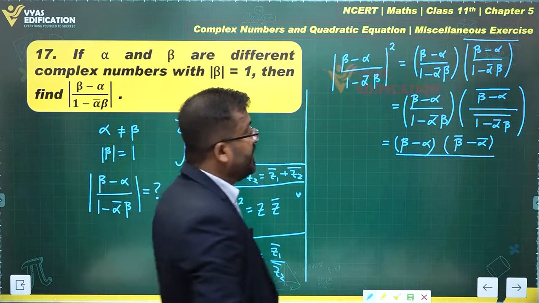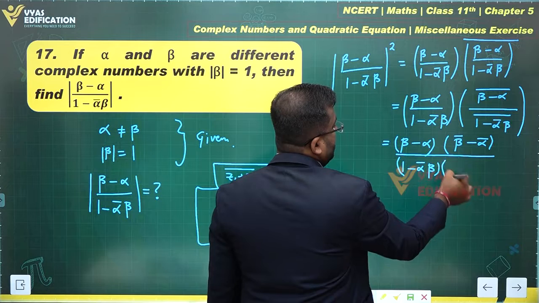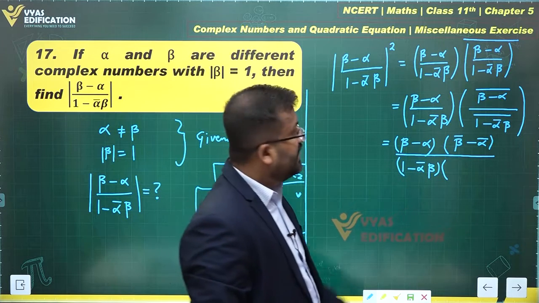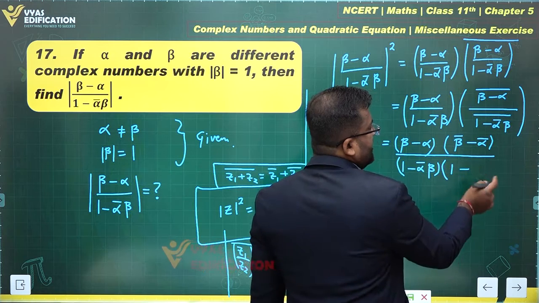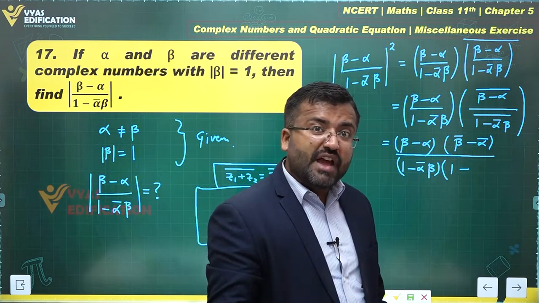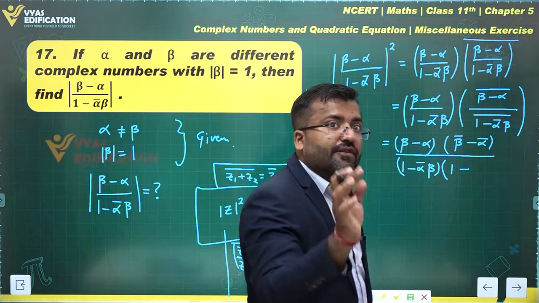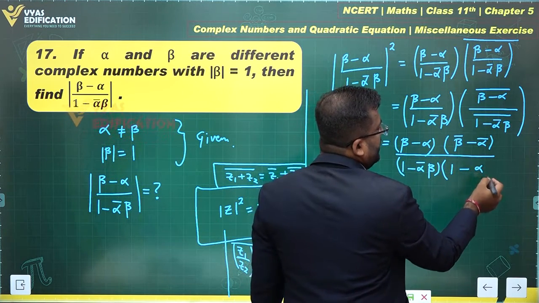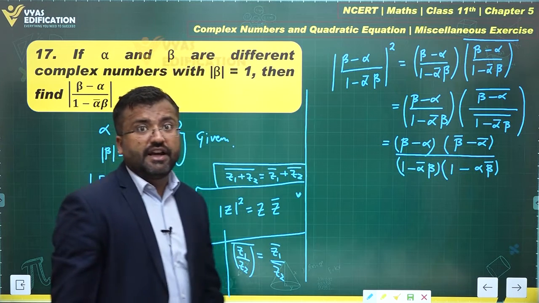What happens in the denominator is, I already have a 1 minus alpha bar beta. And what does this become? This is 1 bar, which is actually equal to 1 only, minus alpha bar bar. Okay, alpha bar beta whole bar would be actually equal to alpha bar bar, that is conjugate of alpha, which is actually alpha only. And beta conjugate would be actually equal to beta bar. This is what I'll be getting.